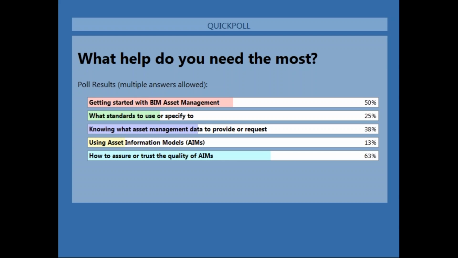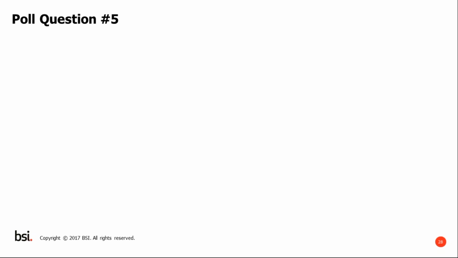So it seems that 50% of you say that you need help getting started with BIM Asset Management. 25% of you say you need help with the standards to use or what to specify to. 38% of you say it's about knowing what asset management data to provide or to request. 13% of you say it's about using asset information models. And the biggest chunk, 63% of you, have said it's about how to assure or trust the quality of AIMs. So those are some very interesting results. Yeah, I mean that last point, how to assure quality, that's what the Kitemark is fundamentally trying to do.